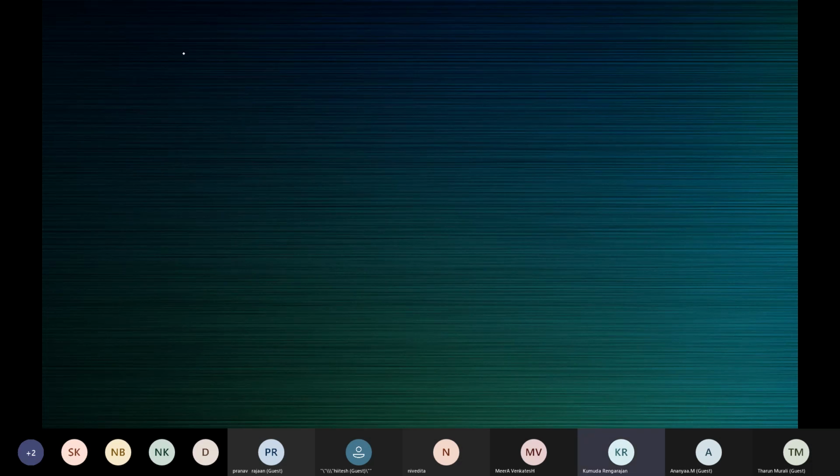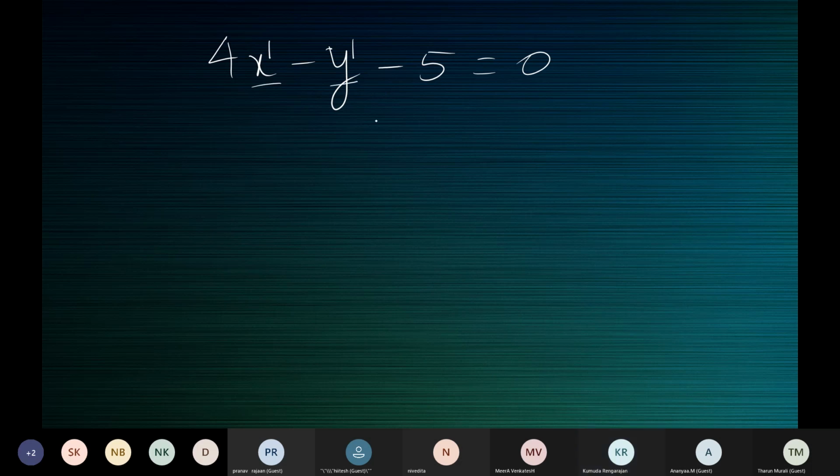So last year we had only one equation. I'm repeating it. Last year we had just one equation like this. Okay, so what is this? It's a linear equation. It's linear because the power is 1. A linear equation in two variables x and y. And only one equation like this you have.